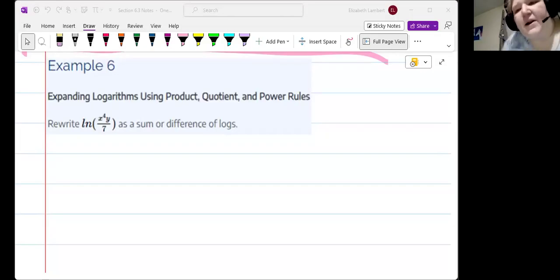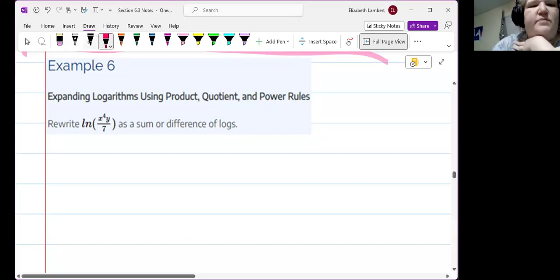All right, so looking at our next set of examples, now we've got a full expand. This one says rewrite this thing as a sum or difference of logs. So first thing is we need to focus on what the outermost operation is. In this case, that's the fraction. And then within that fraction on top, there's some multiplication. So we can do that as 2 steps or 1 step. It's whatever you're comfortable with. I'll go ahead and do 2 steps on this one.